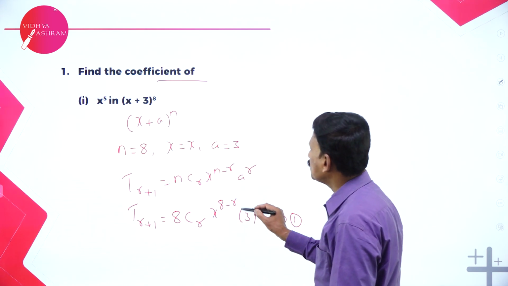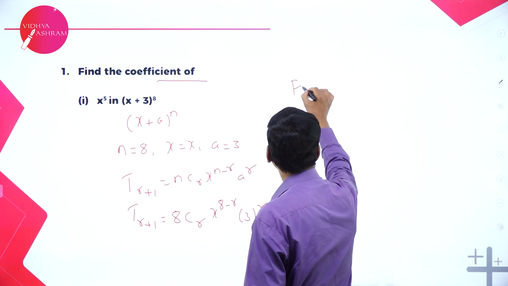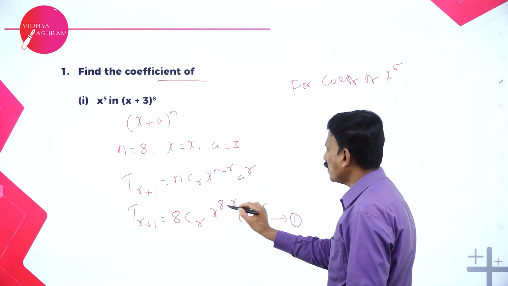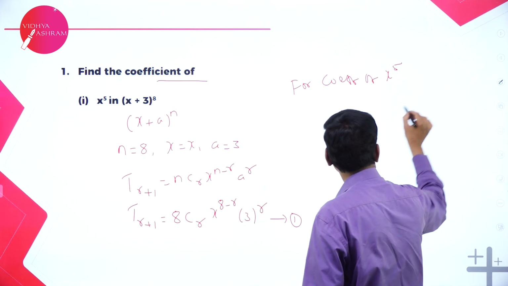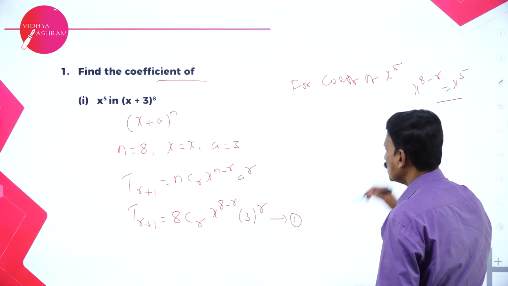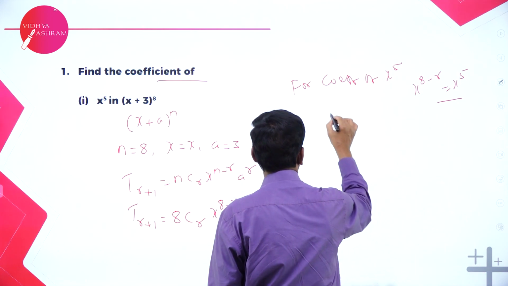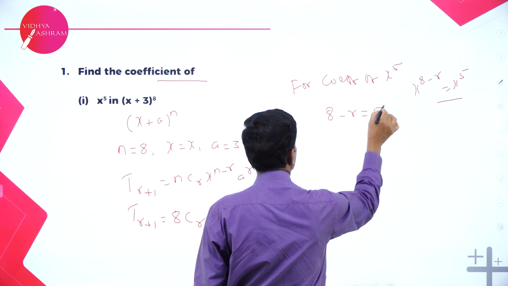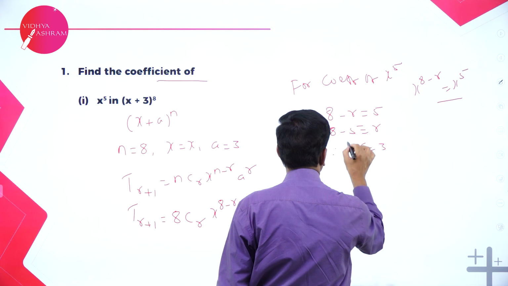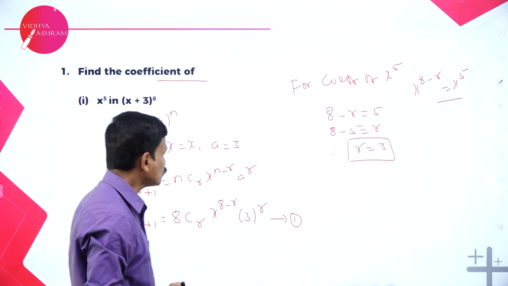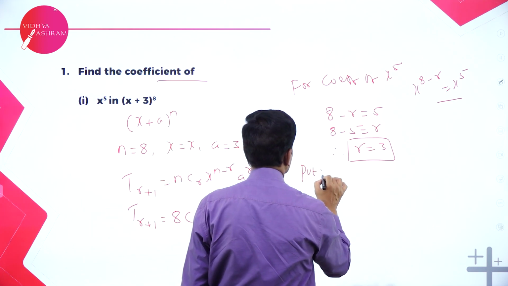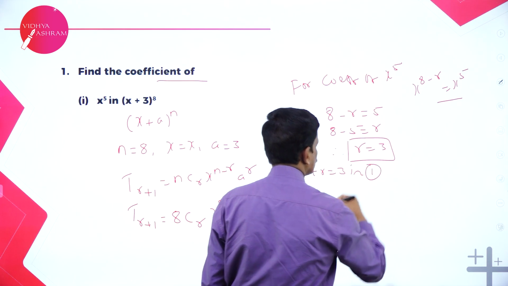Now, to find the coefficient of x to the power of 5, equate the power of x to the power of 8 minus r to x to the power of 5. So, whenever bases are equal, the powers are also equal. 8 minus r is equal to 5, or 8 minus 5 is equal to r, so r is equal to 3. So, therefore, r is equal to 3. Okay. Now, just put r is equal to 3 in equation number 1.